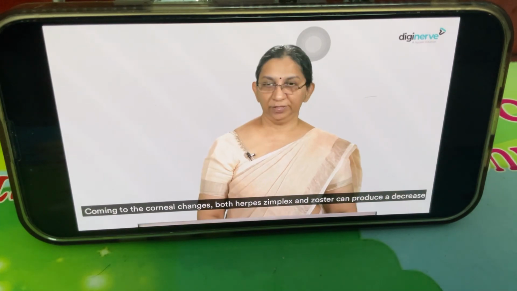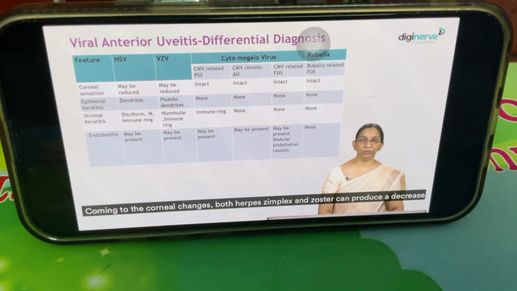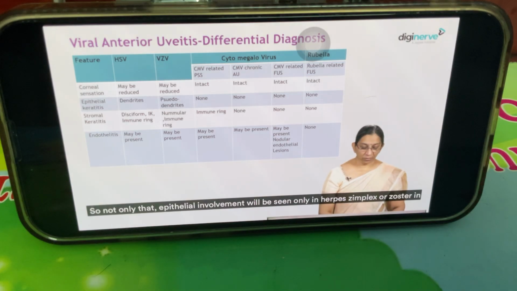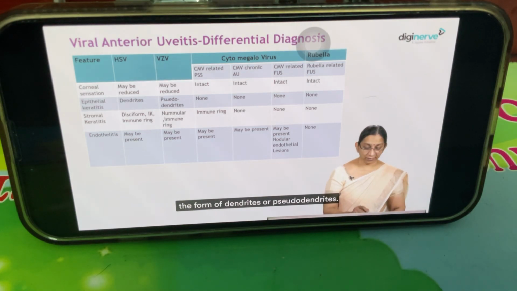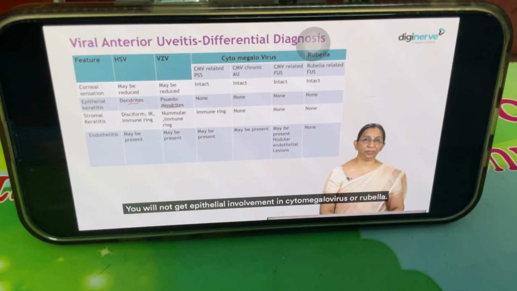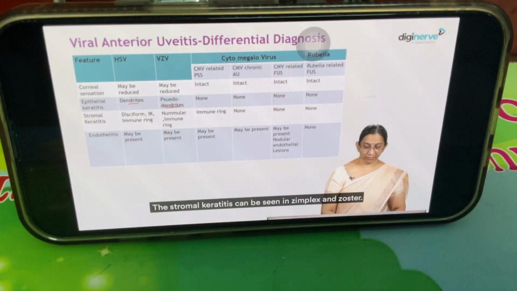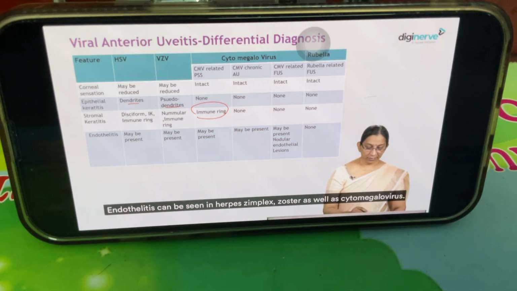Coming to the corneal changes, both herpes simplex and zoster can produce a decrease in corneal sensation, so they're very commonly associated with corneal involvement, unlike the cytomegalovirus and the rubella anterior uveitis. Not only that, epithelial involvement will be seen only in herpes simplex or zoster in the form of dendrites or pseudodendrites. You won't get epithelial involvement in cytomegalovirus or rubella. Stromal keratitis can be seen in simplex and zoster. Cytomegalovirus sometimes can produce an immune ring. Endothelitis can be seen in herpes simplex, zoster, as well as cytomegalovirus.